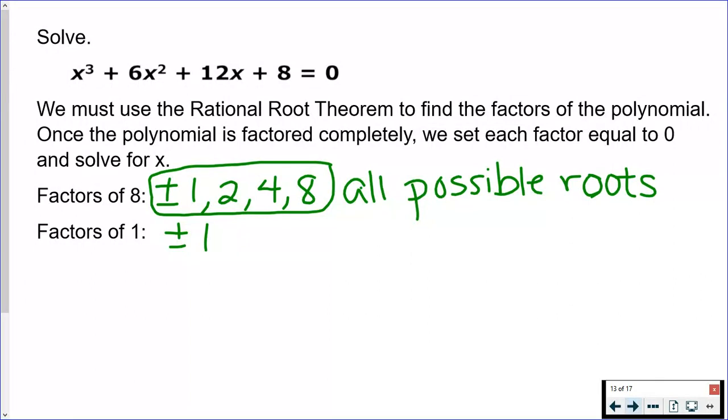So you're just picking any number from this list, positive or negative, 1, 2, 4, or 8, putting it in the box for synthetic division, and seeing if you get a remainder of 0 when you divide. Don't get discouraged if your first choice doesn't work. Just try another one until you get a remainder of 0. So I'm going to go ahead and work on this. Again, if you want to try it on your own, which I recommend, please pause the video and try it on your own.